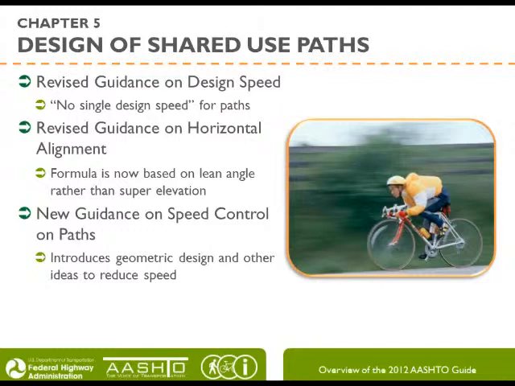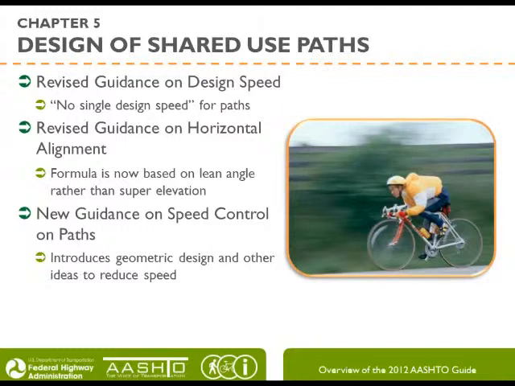It also gives revised guidance on the horizontal alignment. There's 3 different tables, for example, that you can go to if you're designing a trail that will help you determine what the appropriate curb radii is. It also gives you guidance on when maybe you want to widen out the trail a little bit to accommodate a particular turn, those kinds of things. And the formula now is based on the lean angle rather than super elevation. So again, for when you go into that design level of a trail, it really gives you some good guidance.